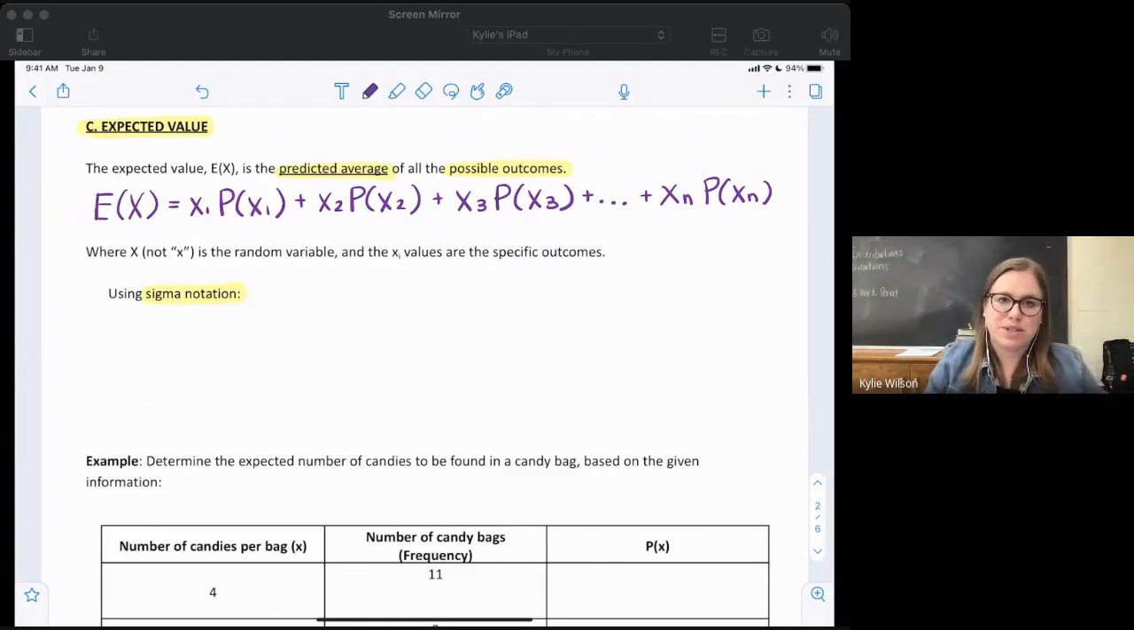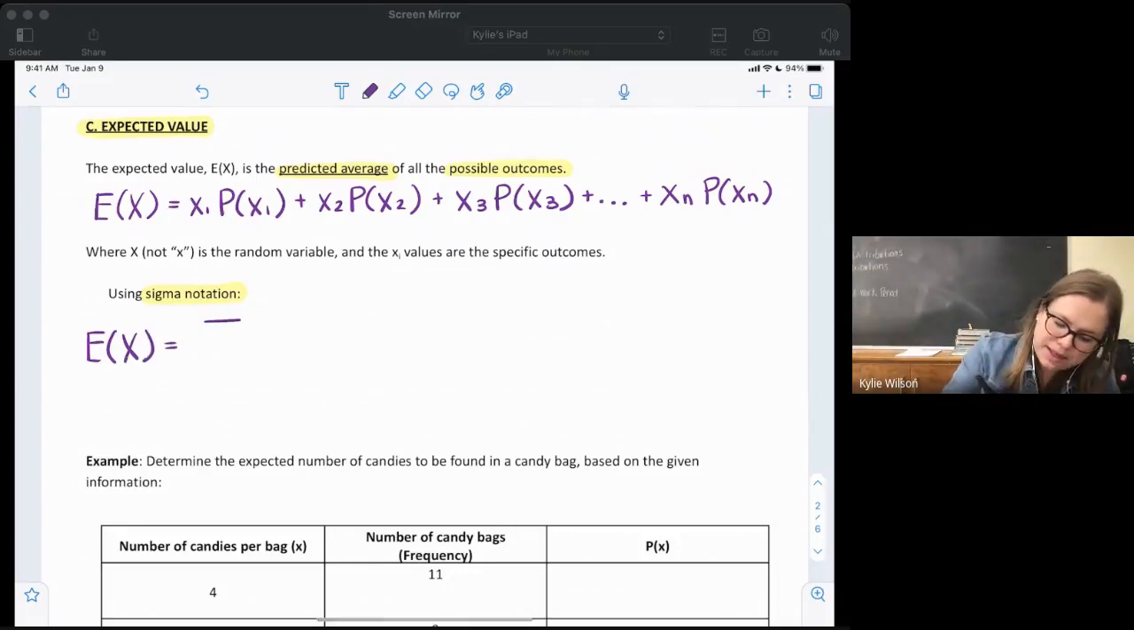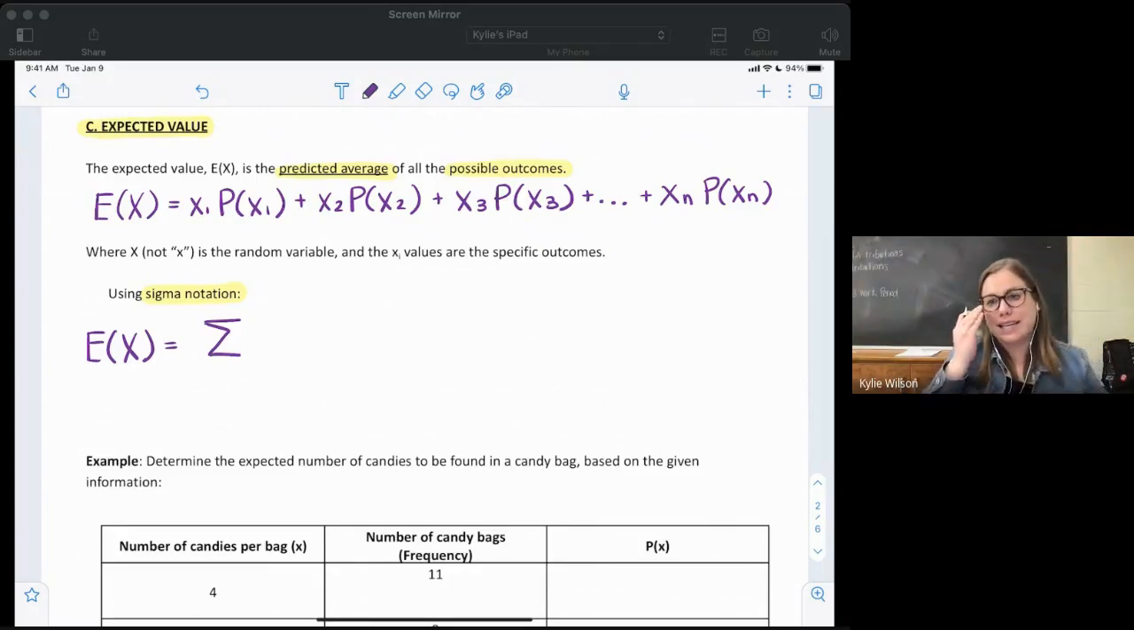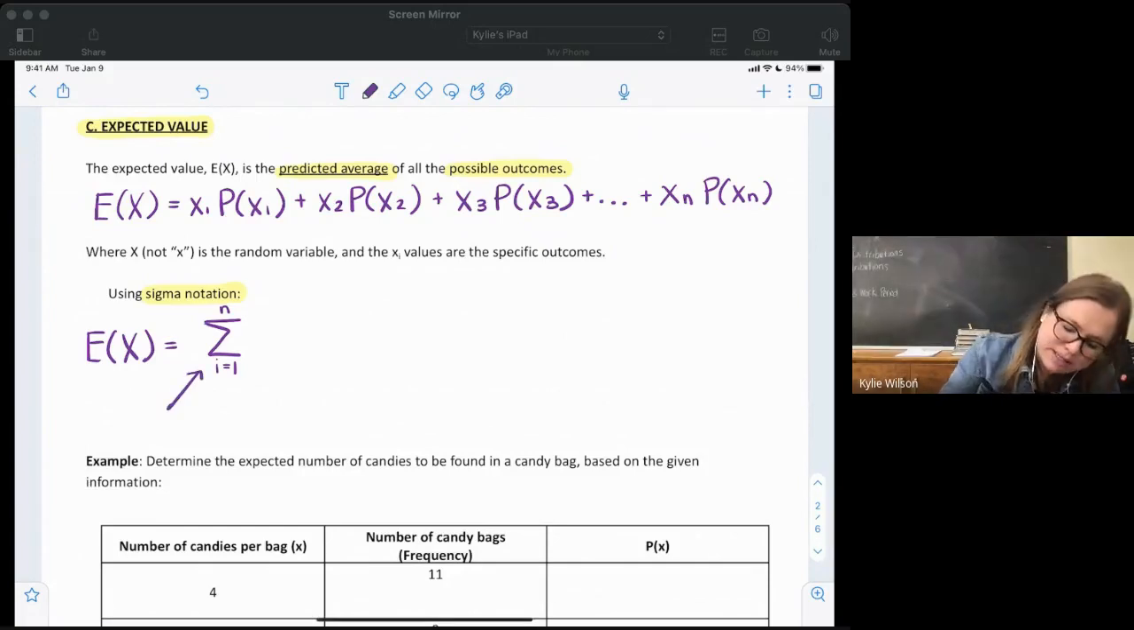So here's how sigma notation works. My expected value of my random variable x is equal to the sum of, so this is a sigma, it's a capital sigma, which is a Greek letter. And in math, it represents the sum of a bunch of different terms. So we're going to sum up everything from our first outcome, outcome number 1, all the way to our nth outcome. So this funky symbol here means our sum from i equals 1 to n.